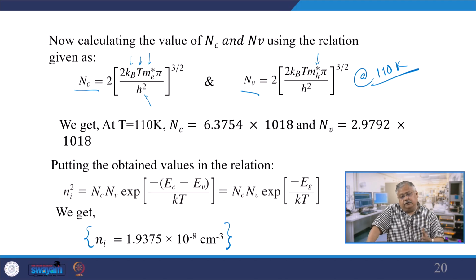Numerically it is being confirmed that the intrinsic carrier concentration falls down to 10 to the power minus 8, whereas at room temperature this was approximately 10 to the power 10. So, effectively an 18 order decrement in the intrinsic carrier concentration takes place as you move your temperature from 300 Kelvin to approximately 110 Kelvin, right. And that is the cost you pay for working at a much lower temperature, that your intrinsic carrier concentrations are very, very small.